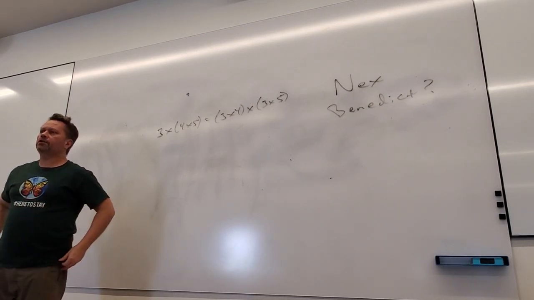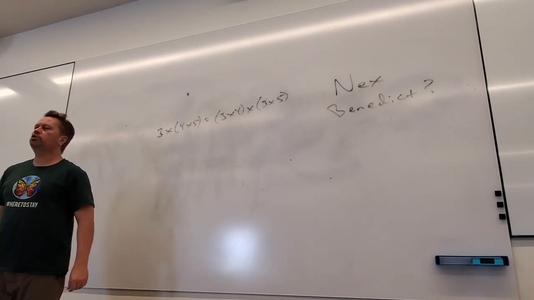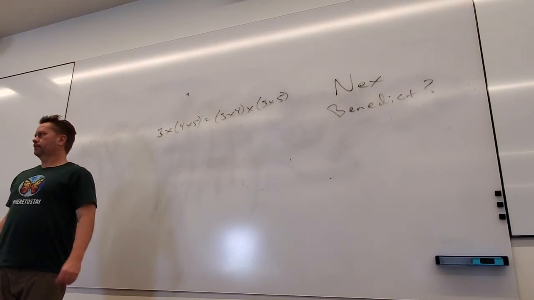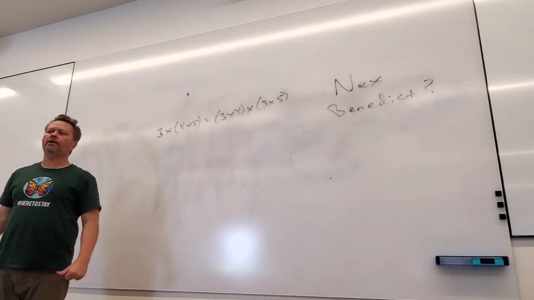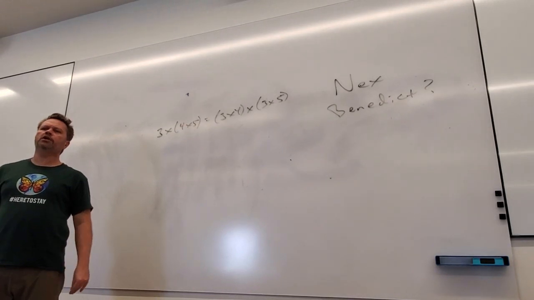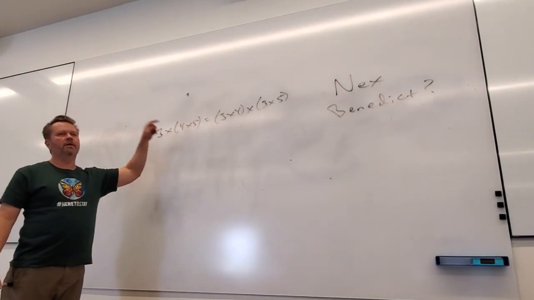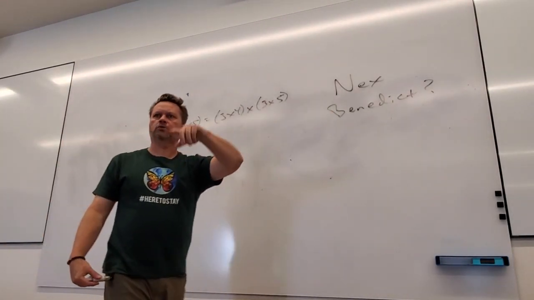What property does it look like they tried to use that they shouldn't have? Distribution. I love it. What is one change you could make to this problem that would make distribution actually valid?